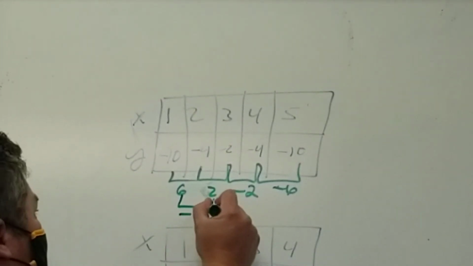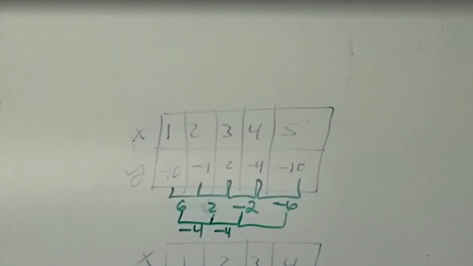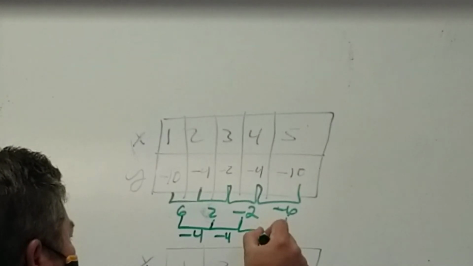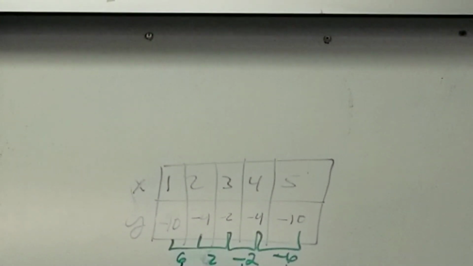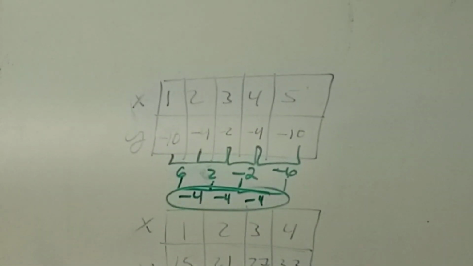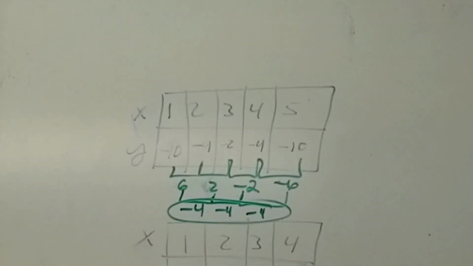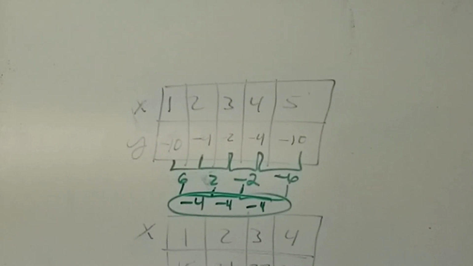Subtract 4. And then from negative 2 to negative 6, what do we do? Subtract 4. This is called common second differences. You want to write that in your notes. If the y values of a function have common second differences, we know the function is a what?